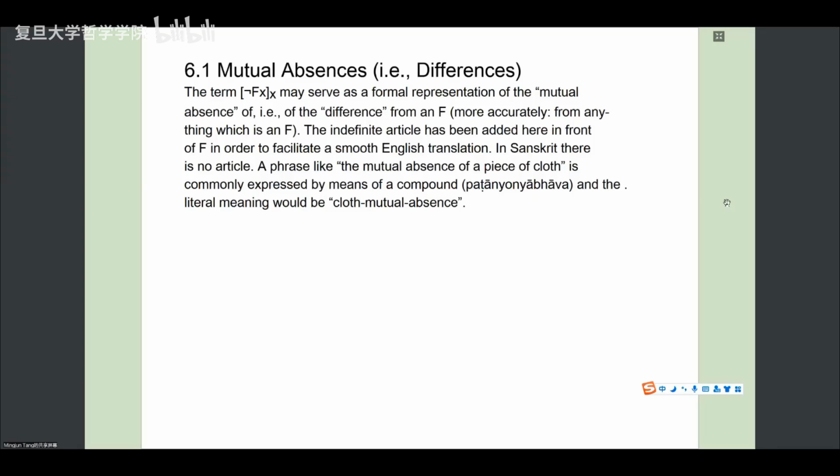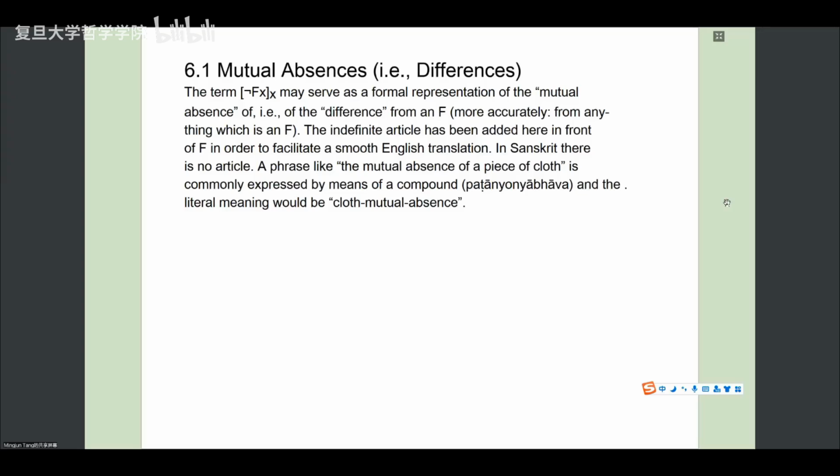So this term, being an x such that non-Fx, may serve as a formal representation of the mutual absence of, that is, of the difference from an F, which makes sense. Difference from an F means being an x such that non-Fx. So this is the difference from an F, more accurately from anything which is an F.